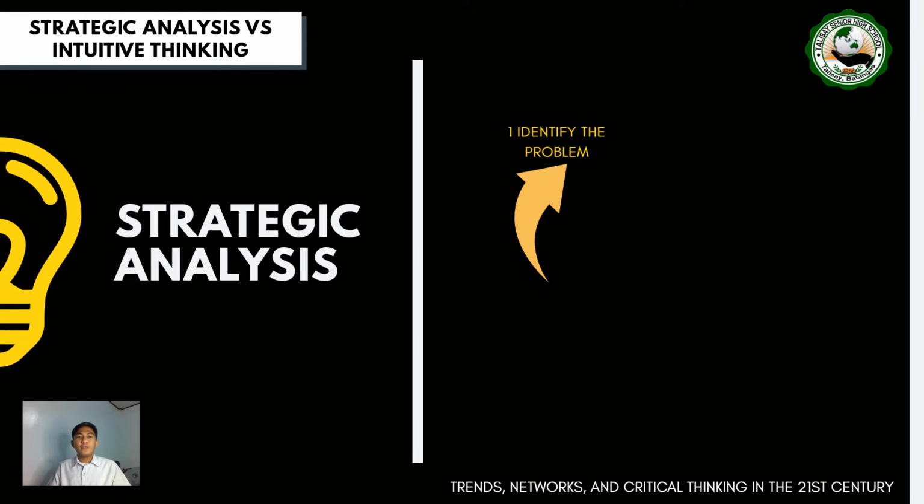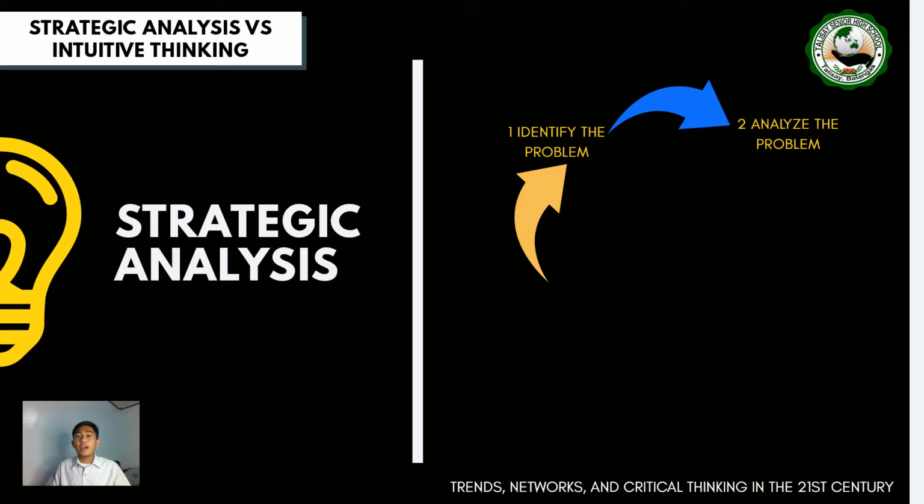Now, for you to have a deeper understanding of what strategic analysis is, I'm going to present to you 5 steps or 5 stages before you come up with a decision using strategic analysis. First, of course, you have to identify the problem. So before deciding on something, first know the root cause of everything. You have to define the problems and the factors or conditions involved in that particular situation.